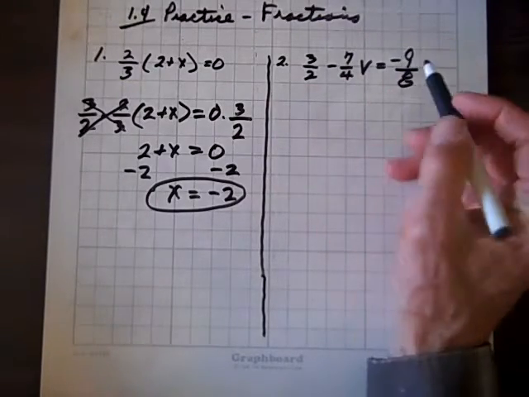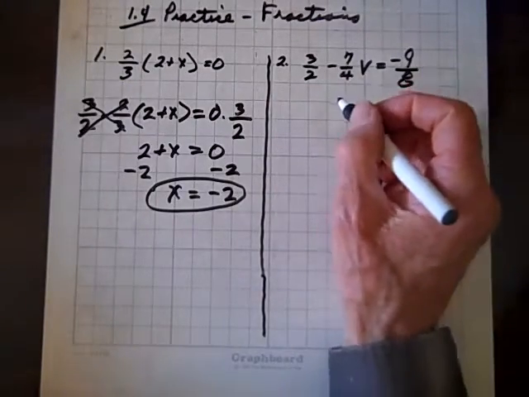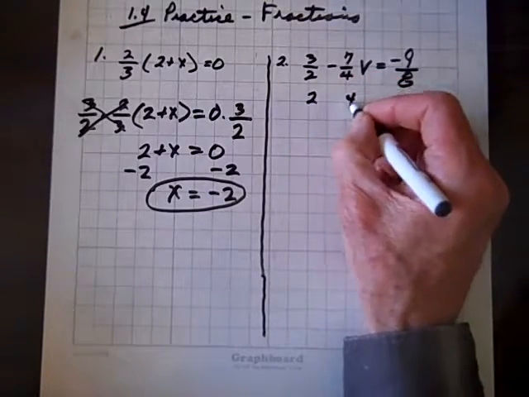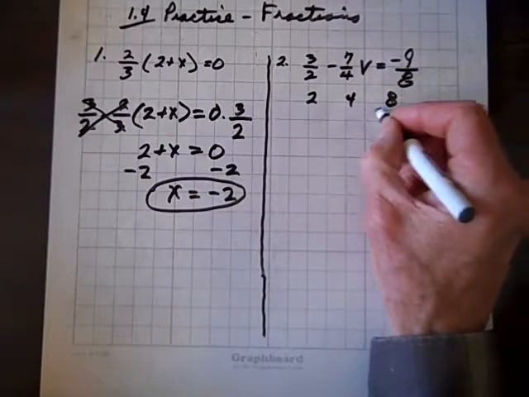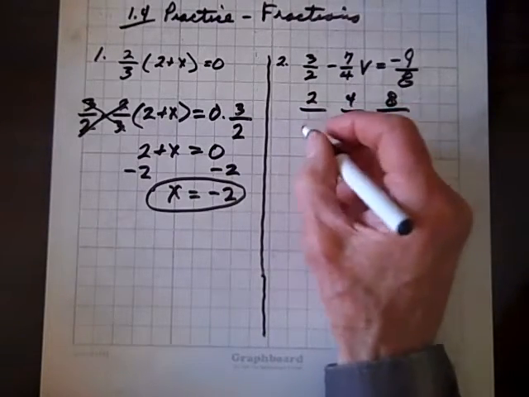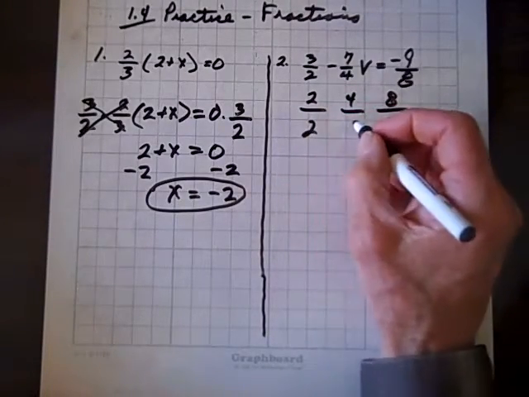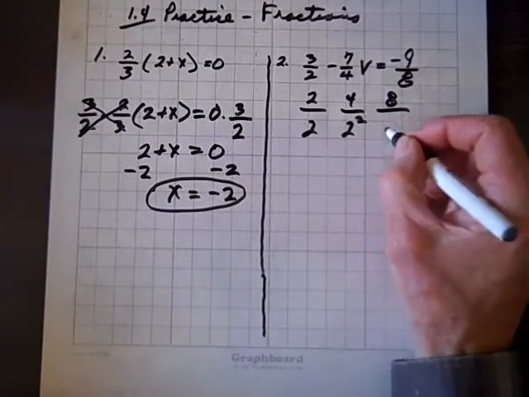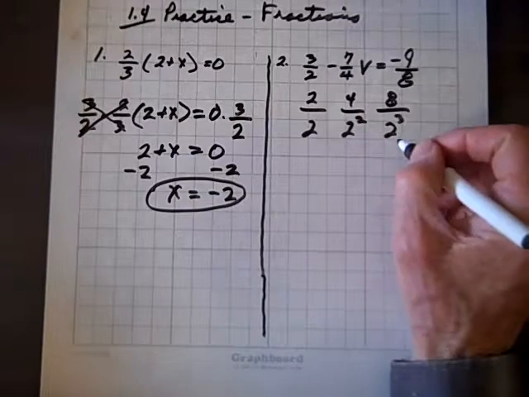So first, let's find the least common denominator. So to do that, we'll write down every denominator. Then we'll write the prime factorization of each of those. So that's 2 to the first, the one's understood. This is 2 squared, and this is 2 cubed.